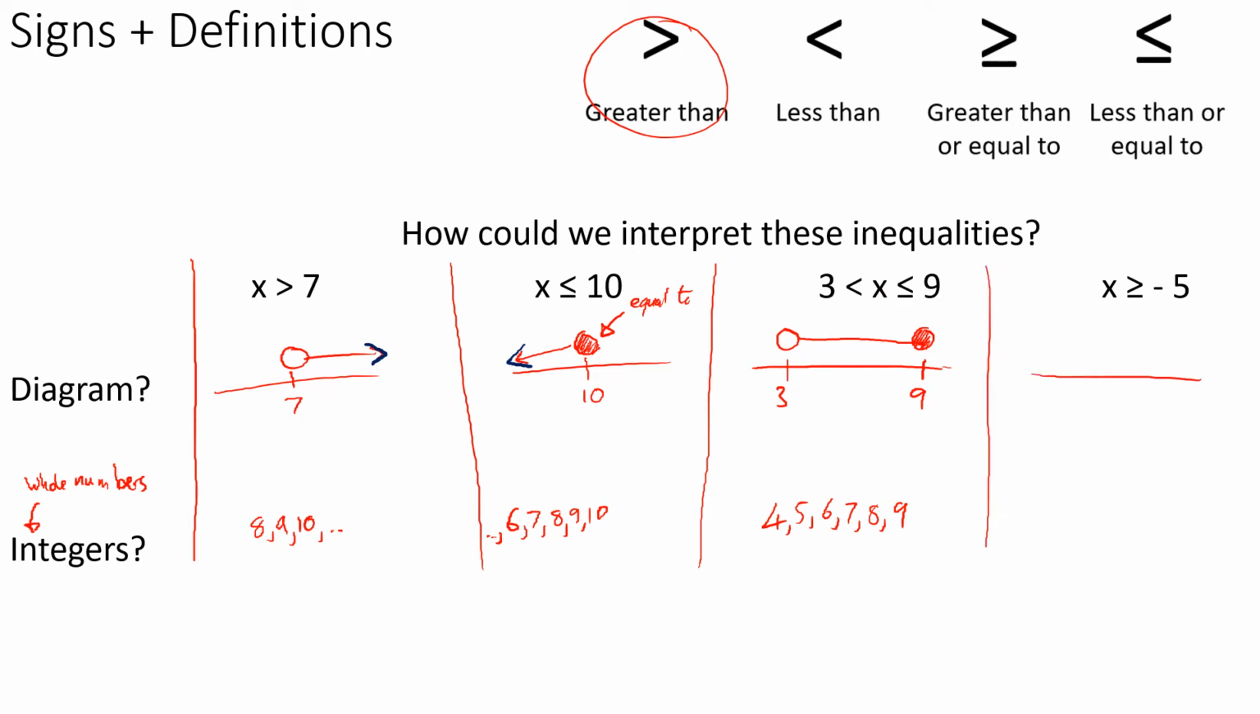Very last one, draw our number line, -5 is the key number, circle, arrow to the right because the arrow's going to the right, and shade it in because we can be equal to -5. What are our integers here? Well, -5, and what are the numbers that are bigger than that? -4, -3, -2, etc. Don't get confused with your signs there.